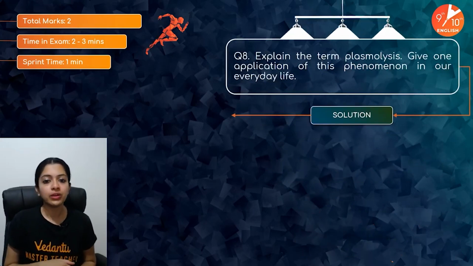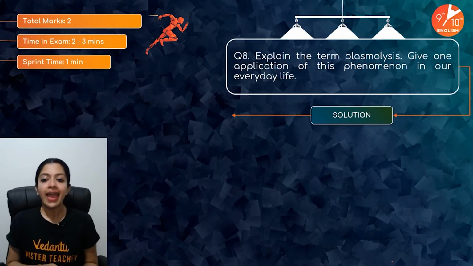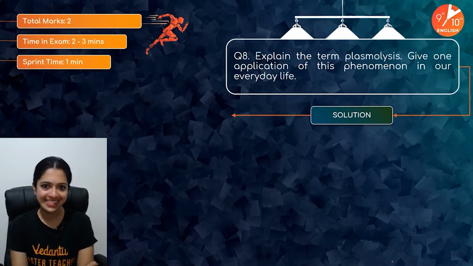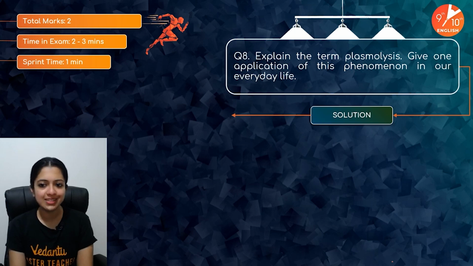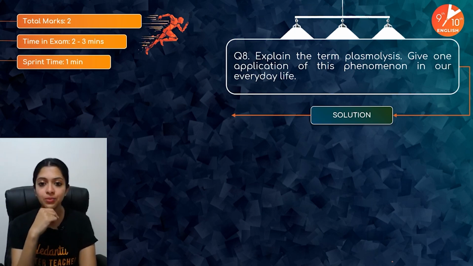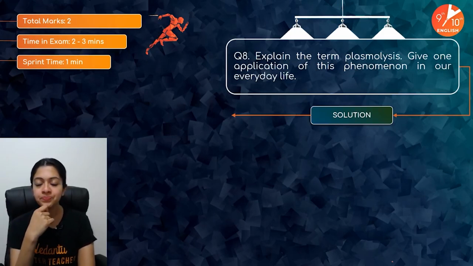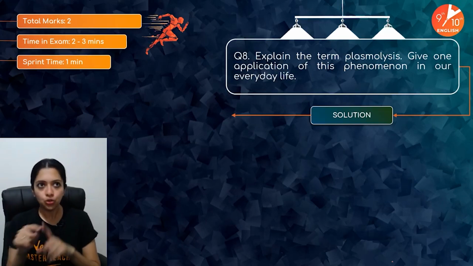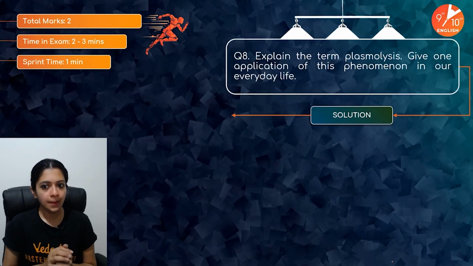Now, question number 8. Explain the term plasmolysis. Give one application of this phenomenon in our everyday life. Children, now that reminds me, when I look at this question, another way of asking this question exists. You know how? It could come as a part of a 5 marks question in section B. You could be given a diagram of plasmolysis.